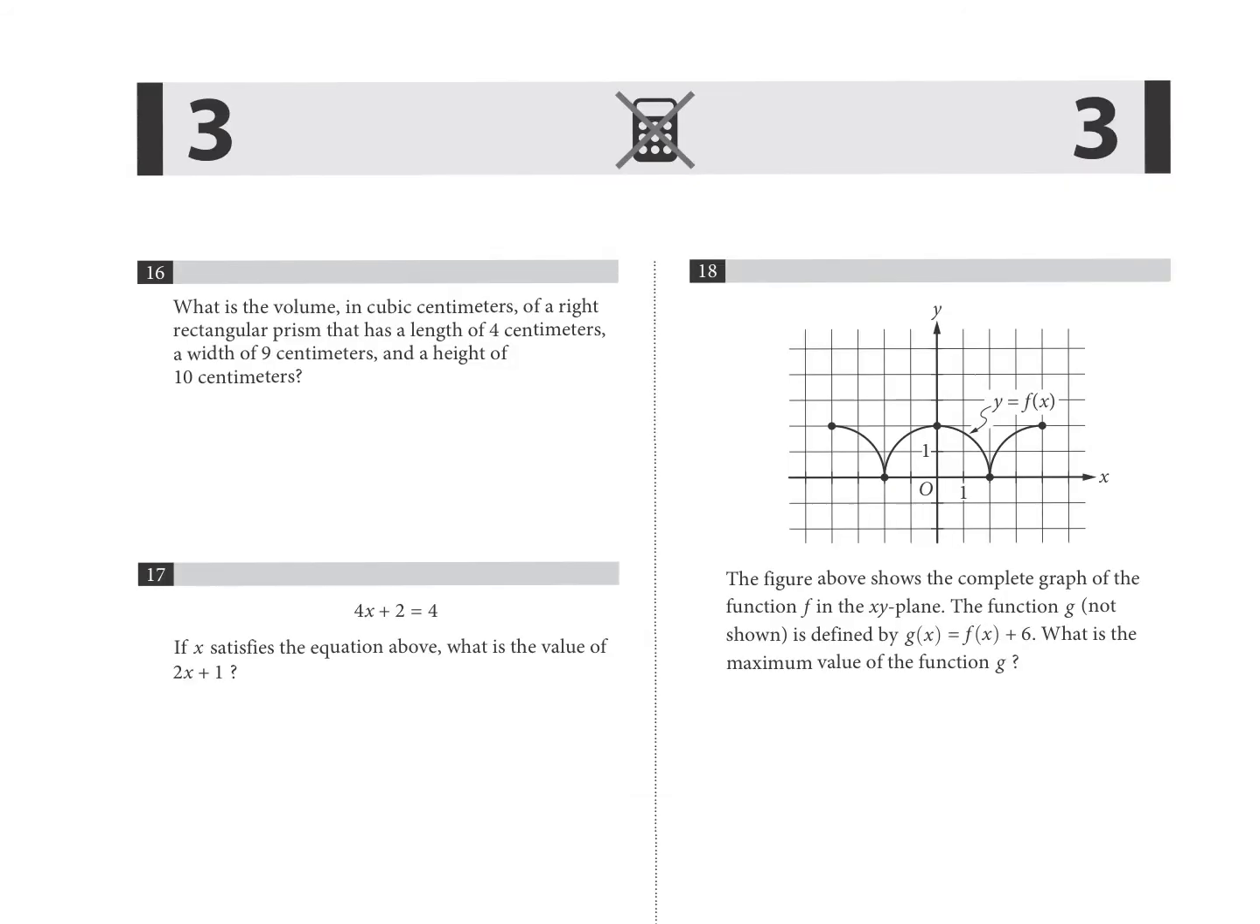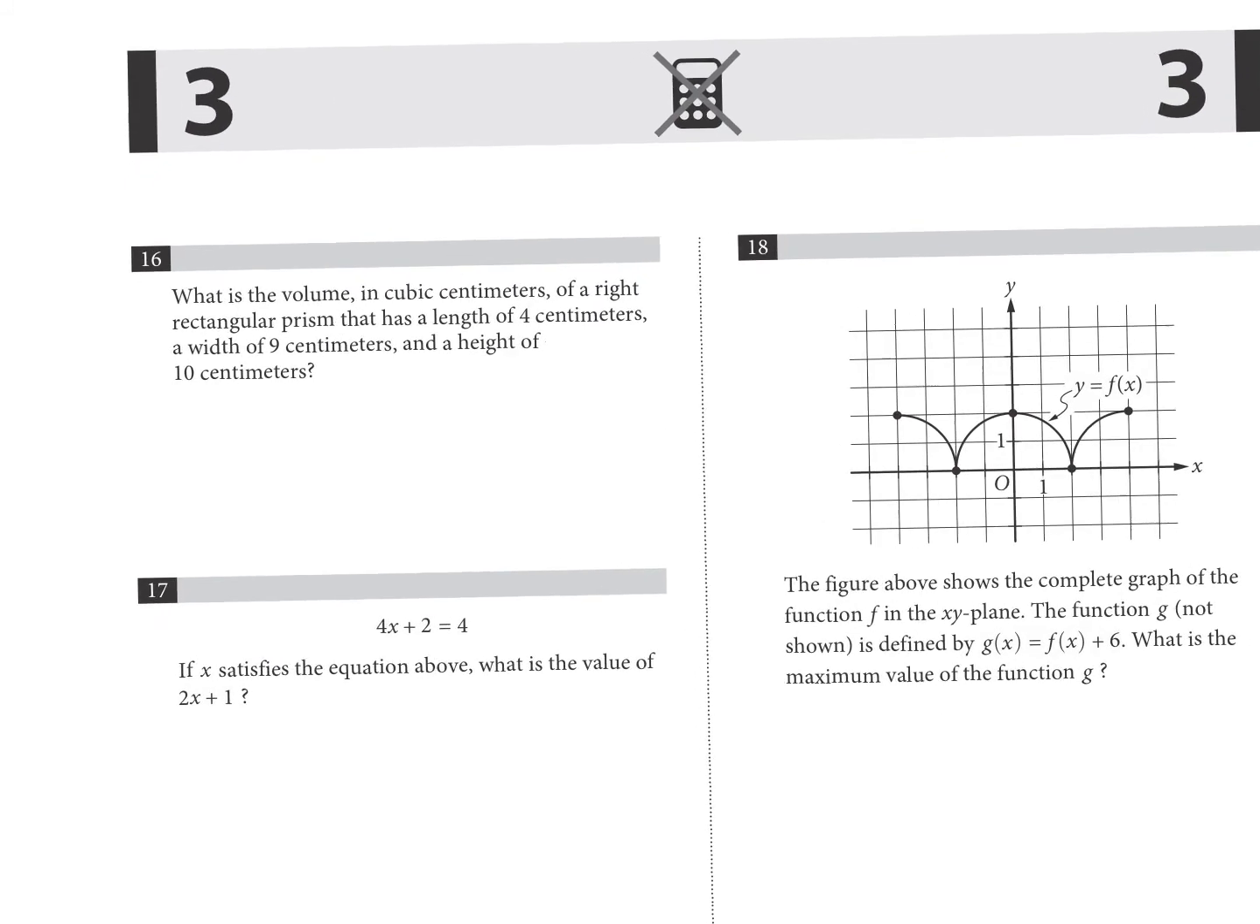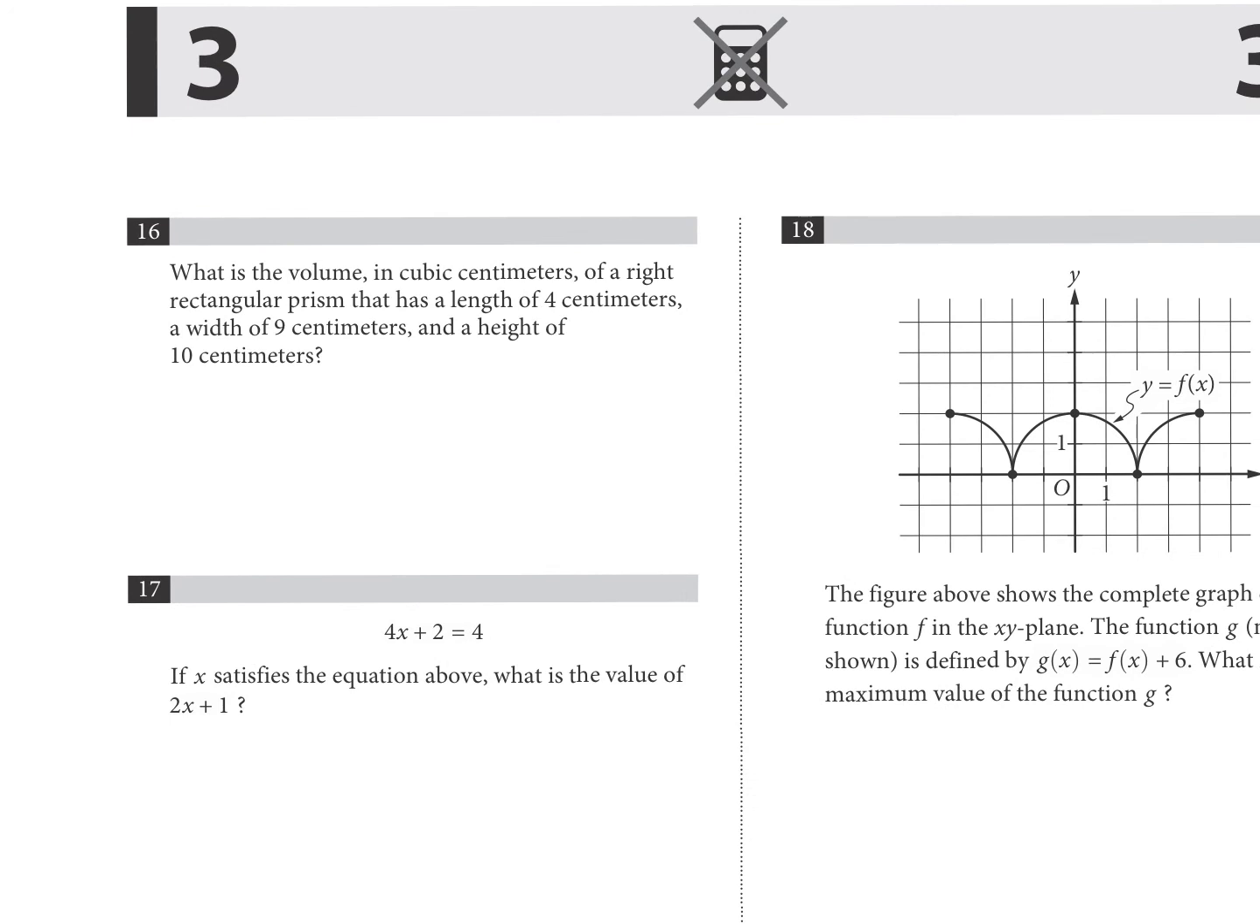All right, so number 16 starts the grid-in answers. The nice thing about 16 is it's relatively speaking easier than 15, right? So the multiple choice goes from 1 to 15, and then gets relatively harder as it goes, 1 being easier than 15. 16 sort of starts over. So this one says, what is the volume in cubic centimeters of a right rectangular prism that has a length of 4 centimeters, a width of 9 centimeters, and a height of 10 centimeters?